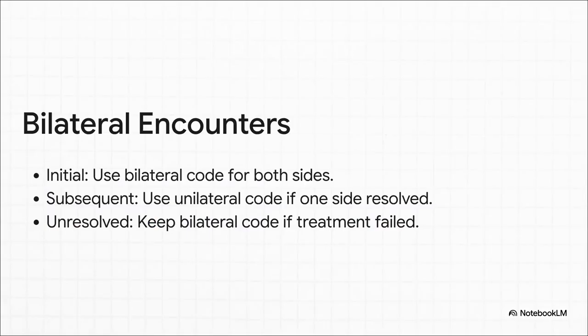Now you might be wondering, how do time and treatment affect all of this? This brings us to the nuance of subsequent encounters. Let's say a patient comes in for an initial encounter with cataracts in both eyes. Easy enough, you assign their bilateral code. But what happens at the next encounter, after they've had a successful surgery on just the right eye? The CMS guidelines state that if one side has been successfully treated and the condition is basically gone on that side, you drop the bilateral code. You now assign the appropriate unilateral code for the side where the condition still exists. In this specific case, the left eye. However, if the treatment on that first side didn't completely fix the issue, you've got to keep using that bilateral code. It's actually a really brilliant, logical way to track the patient's exact clinical status over time.